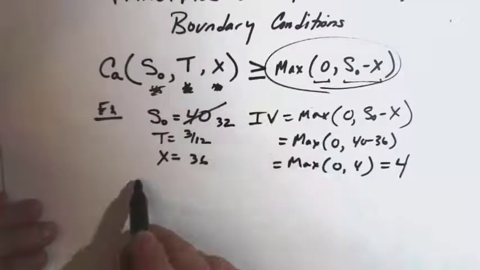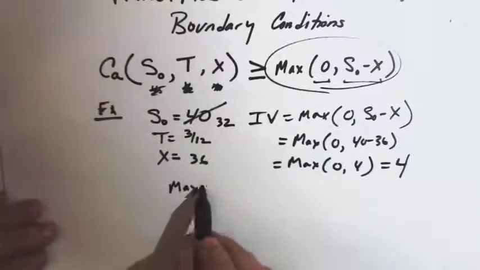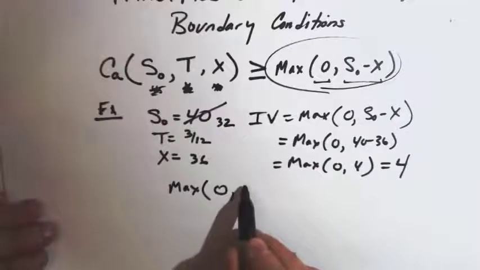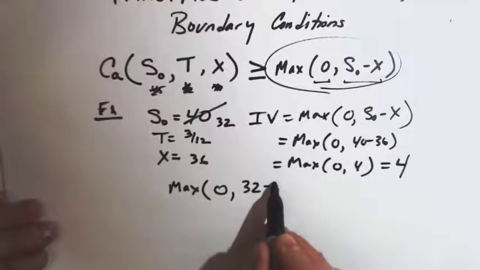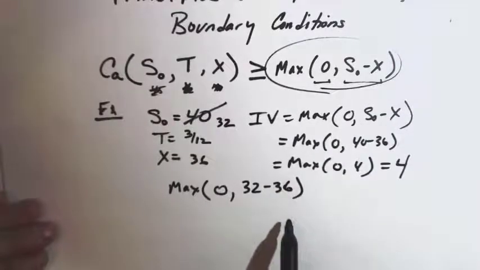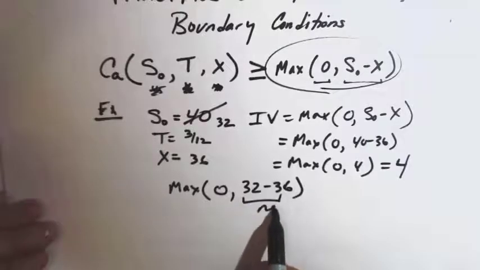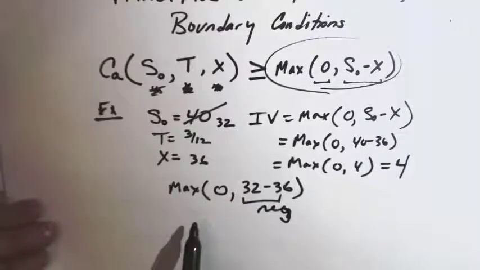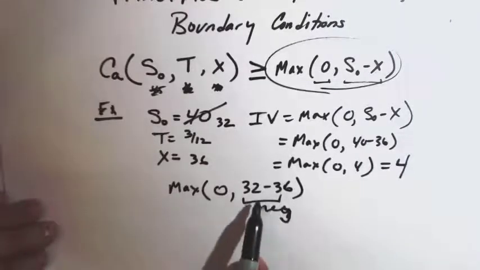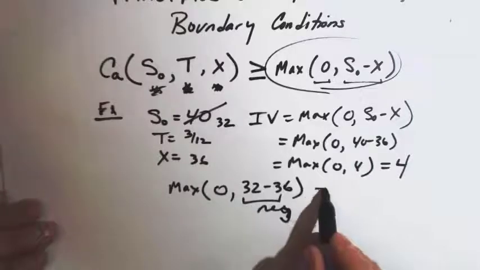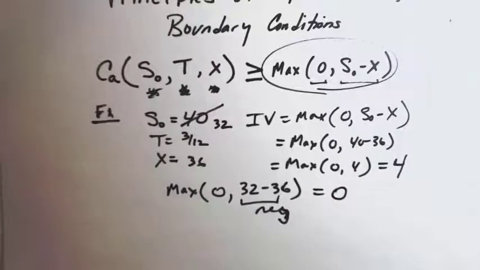So with $32, it's the maximum of 0, or 32 minus 36, which is negative, right? So what's the greater of 0 or a negative 4? Well, it's 0. This option is out of the money. It's intrinsically valued at 0.